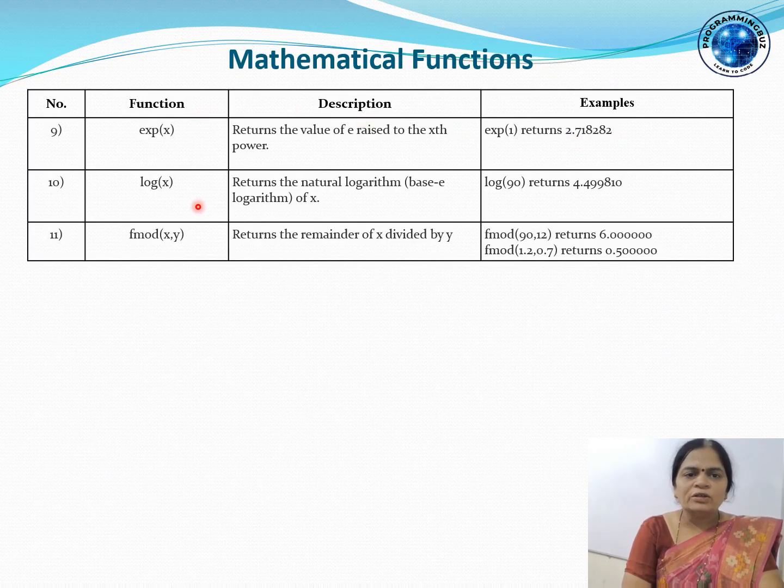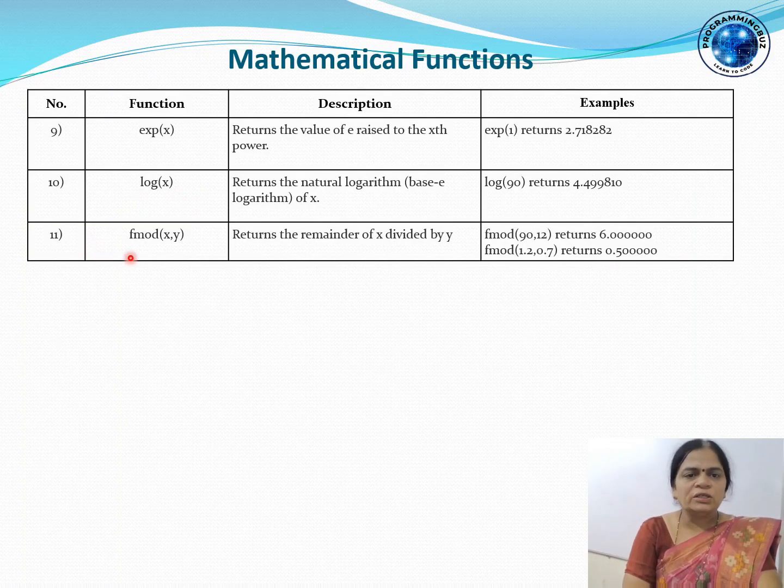The next function we are going to learn is the log function, which is used to calculate the natural logarithm, which is to the base e. If you write log of 90, then it will return the value 4.499810. Similarly, if you want to calculate log of any value, you have to use the log function.